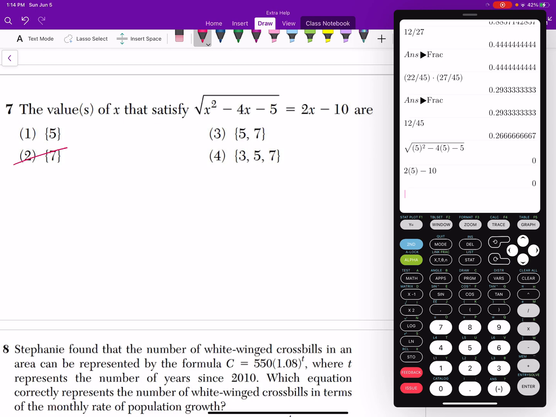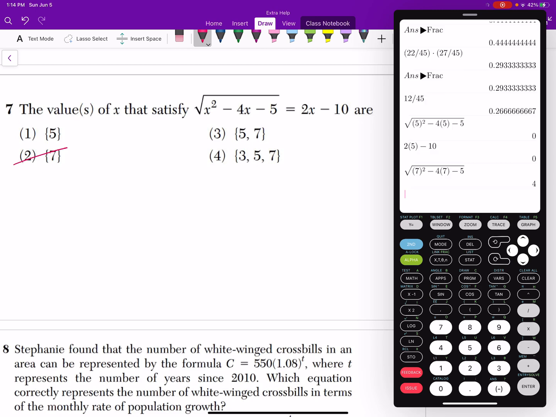Now I could try the 7. Plugging it in, 7 squared minus 4 times 7 minus 5, I get 4. And if I plug the 7 into the right, I also get 4. So I know 7 works, so answer choice 1 is out. My answer has to contain both a 5 and a 7.